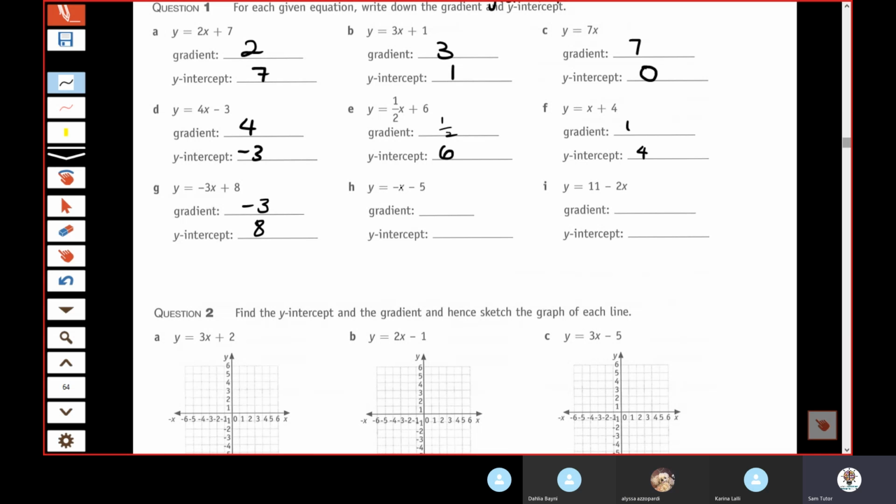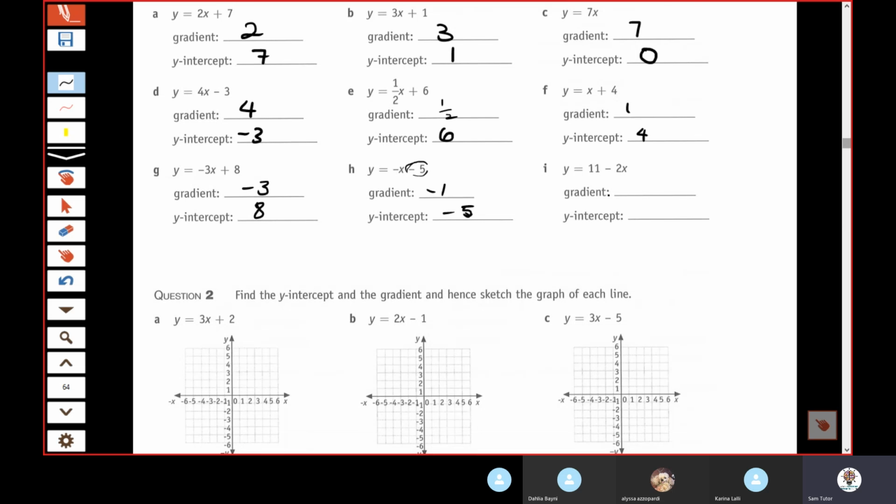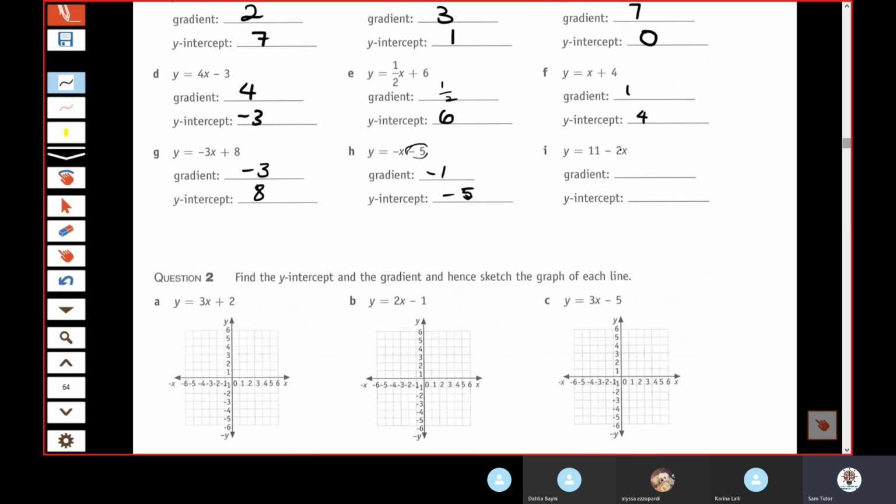What is the gradient? -1, right? Imaginary 1 there. What is the y-intercept? -5. What is the gradient? Well, the gradient is not 11. The gradient is what's in front of the x. So in front of the x is -2. And then what's the y-intercept? Well, it's +11. So just 11. Not -11, be careful. Gradient is -2, and y-intercept is +11.